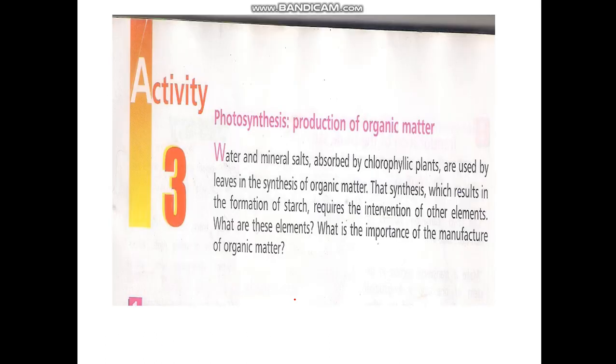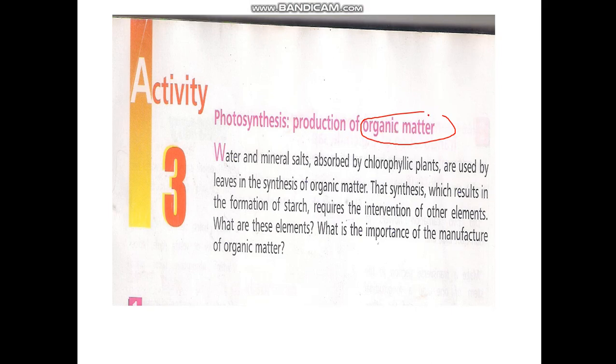Pay attention. Photosynthesis, production of organic matter. In the previous period, I explained how to test the presence of the organic matter during photosynthesis. This organic matter is called starch. Water and mineral salts are absorbed by the chlorophyll plant. What is the name of the organ of absorption of water and mineral salts? These structures that are responsible for the absorption of water and mineral salts, we call them root hairs.